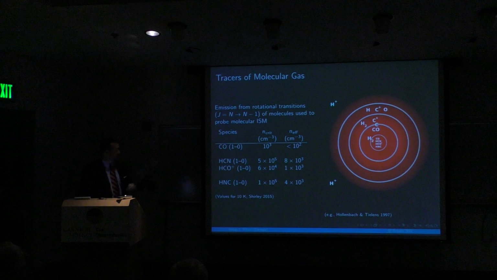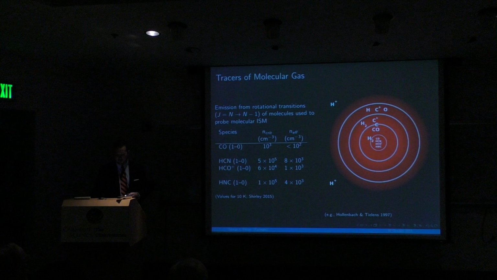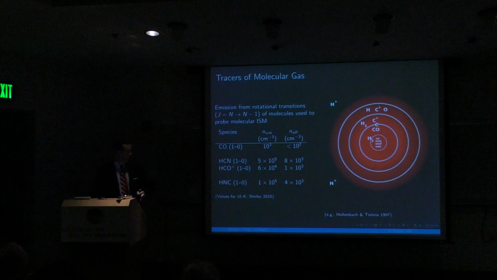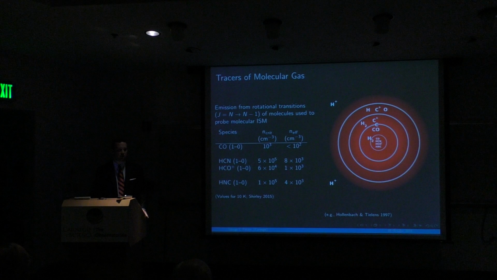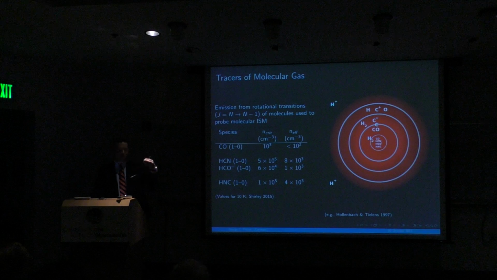The critical densities on the left are essentially what you would naively derive by doing balance with collisions. The effective density on the right is probably more relevant. This has to do with photon trapping because you have considerable optical depth in these molecules. So you're actually probing a lower density and a more extended region in the molecular gas distribution, essentially because your CO molecules or your HCN molecules absorb photons and then re-emit them farther out in the molecular cloud.